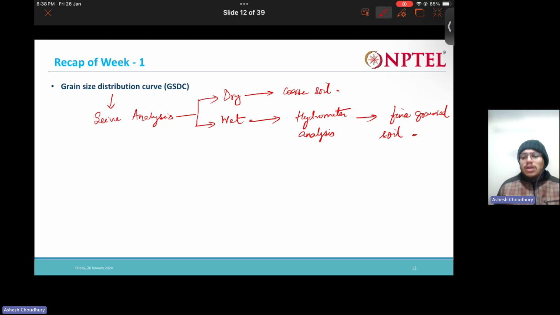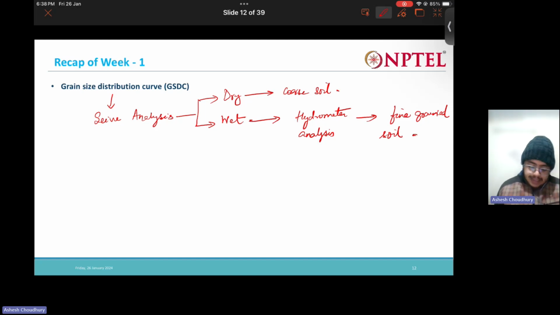Generally, all soil contains both a coarse fraction and a fine fraction. So what we do initially is a dry sieve analysis. From the dry sieve analysis, we get a fine fraction, and then on that fine fraction we do hydrometer analysis to get the distribution for it. Then we combine everything to get the total grain size distribution plot. We'll discuss everything slowly.